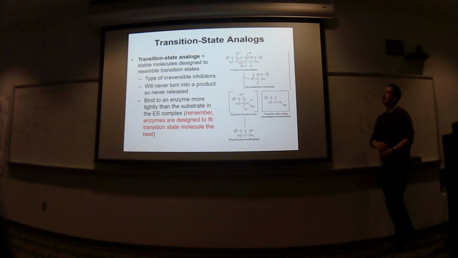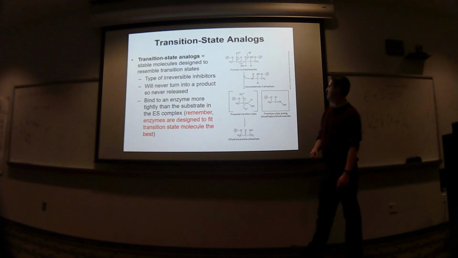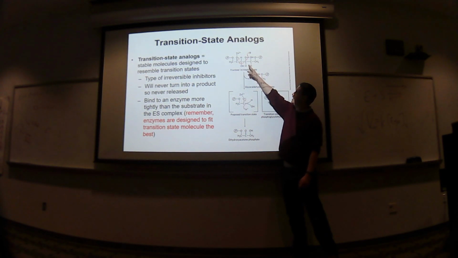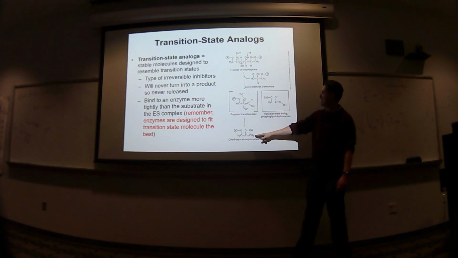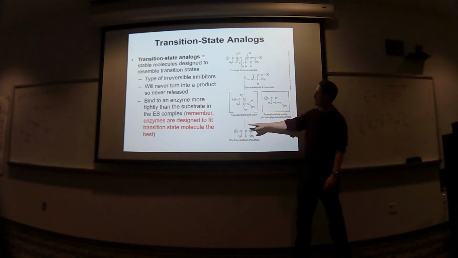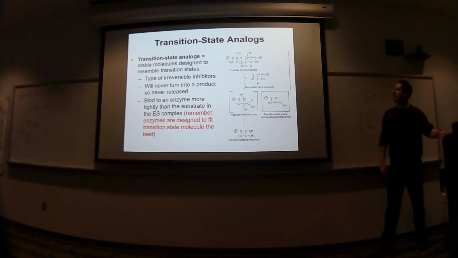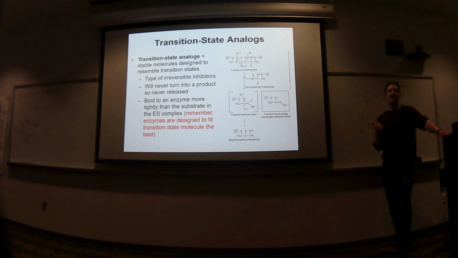Transition state analogues are compounds where this is one of the transition states. This is transition state 1, this is transition state 2, and then this is product 1, and this is product 2. So actually this reaction here, does anyone know, does it say the name of the enzyme? It does not. Does anyone know what common reaction this is, and what the name of the enzyme is? You're on the right track.